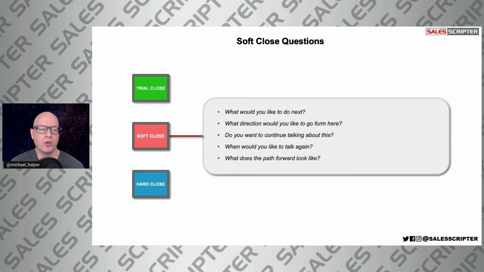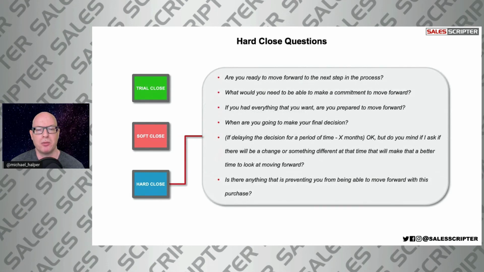But if you don't do those things, then you might need to be a little bit more firm in your close and not let the prospect determine what to do next. You might want to be more persuasive, a little bit more firm. Are you ready to move to the next step? What would you need to be able to make a commitment to move forward? If you have everything you want, are you prepared to move forward? When are you going to make your decision? So those are just some hard closing questions, certainly not a comprehensive list, or questions that work for the end of every presentation, but just an example of how you might want to close at the end. Are we ready to move forward?